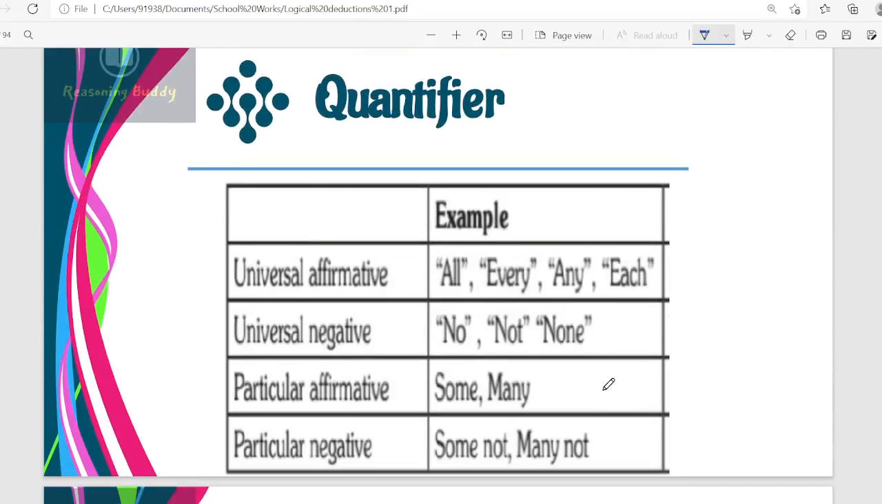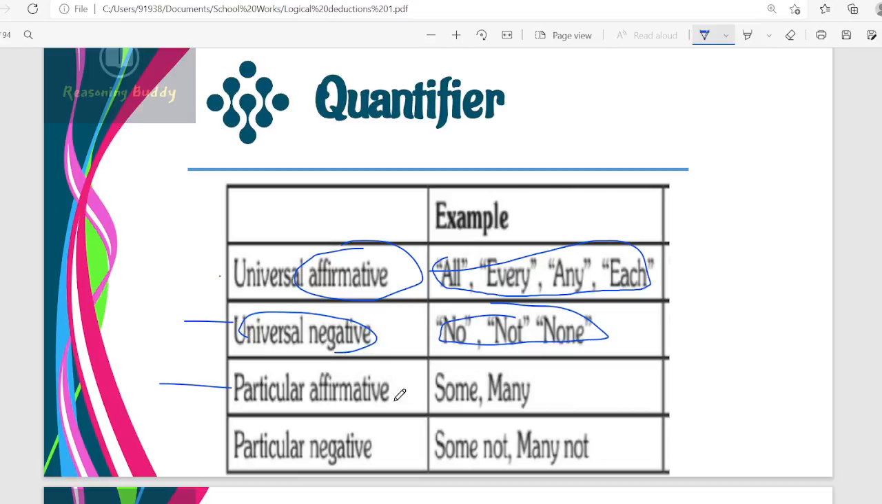According to quantifiers, we have divided them into four divisions: universal affirmative, universal negative, particular affirmative, and particular negative. Let's discuss universal affirmative. Affirmative means positive. Examples for universal affirmative are all, every, any, each. Universal negative examples are no, not, none. Particular affirmative are some, many. Particular negative are some not, many not.